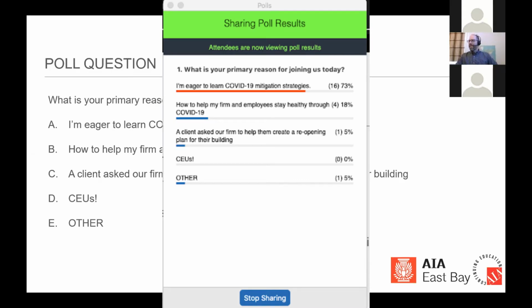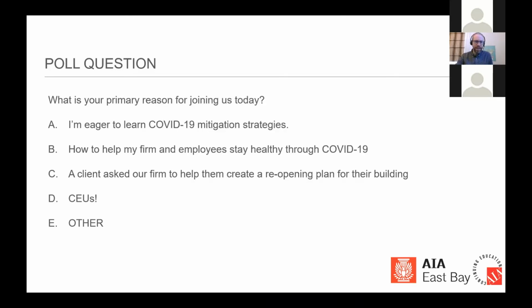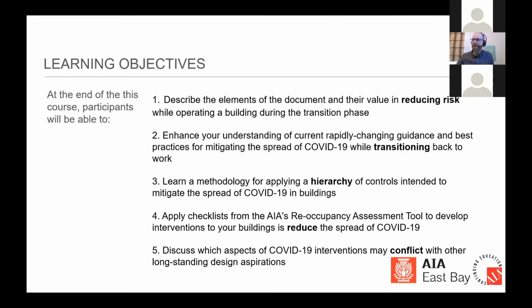Okay, so it looks like the vast majority are eager to learn about COVID-19 mitigation strategies. And that's very reassuring. And let's see, 18% to help my firm and employees stay healthy. Okay, so I think this content will cover both, and we're going to go over examples of each of these things. So thank you very much for voting. And we're going to have a couple of those sprinkled throughout those polls.